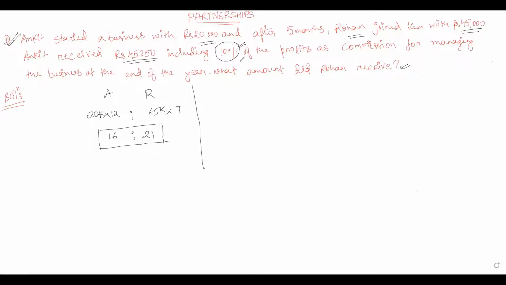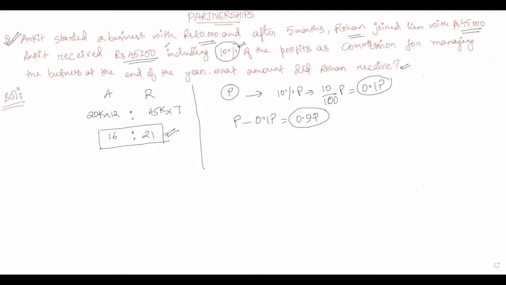Now it has been given that 10% of the profit is given to Ankit for managing the business. So let us assume that the total profit is P. So 10% of P would be simply 10 by 100 of P, which would be 0.1 P. So this 0.1 P would be given to Ankit for managing the business. Now the total profit was P, and this 0.1 P would be given to Ankit only. So P minus 0.1 P, that is 0.9 P. So this 0.9 P would be divided between Ankit and Rohan in the ratio of 16 is to 21.